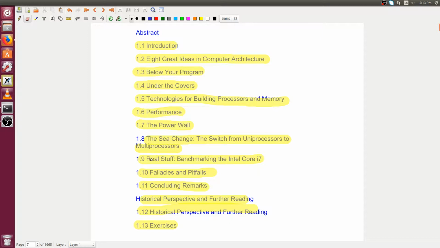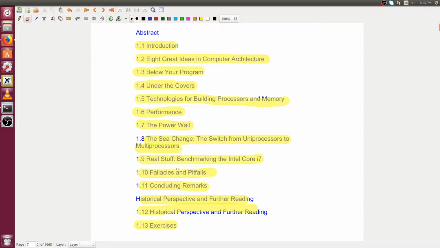We briefly skipped over this stuff, benchmarking the Intel Core i7. We can go over that some other time, but this is mainly just looking at data. So this isn't necessary for learning these fundamental concepts, but it's an interesting exercise that I leave to the watcher.